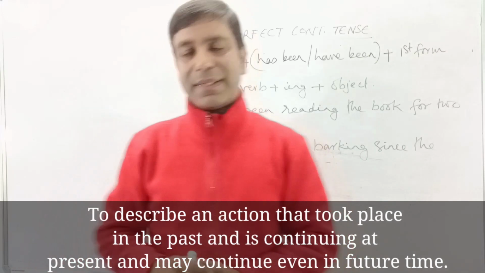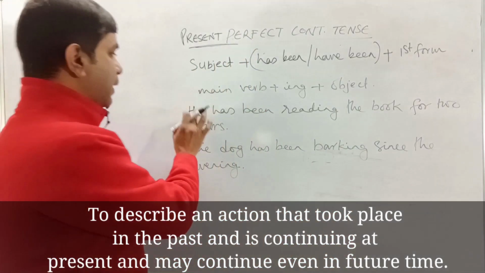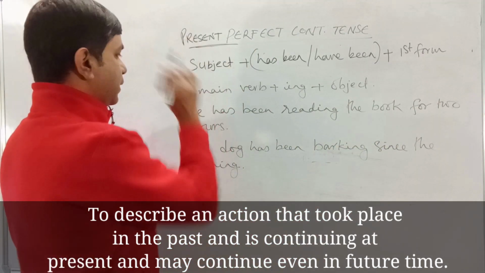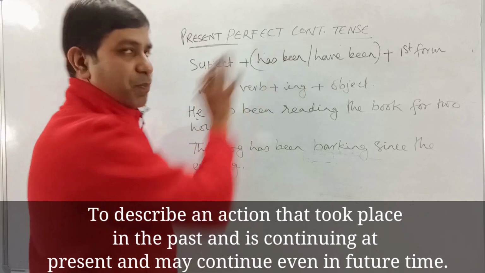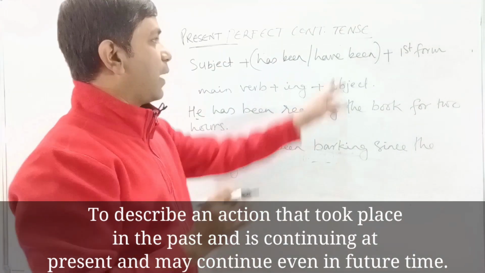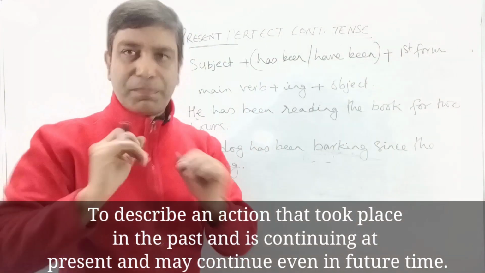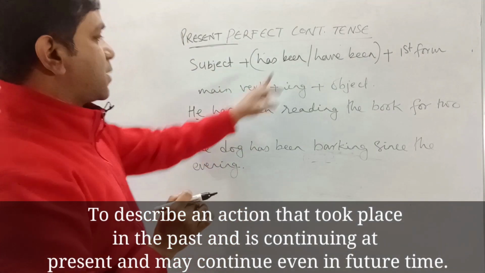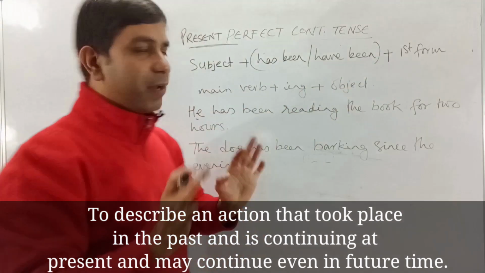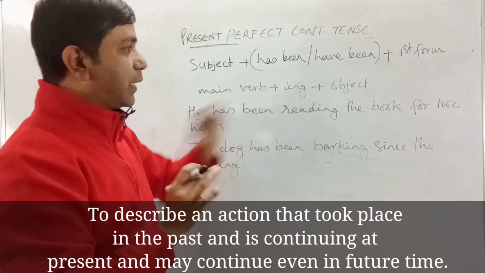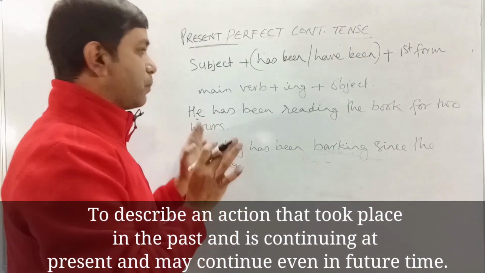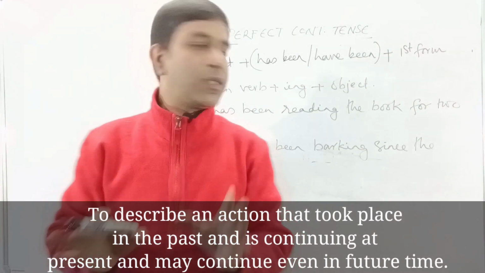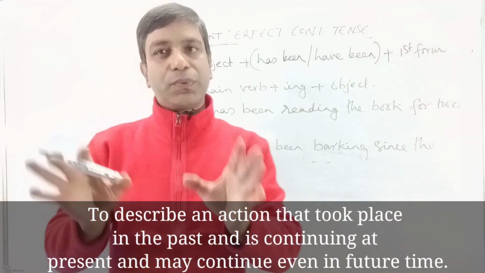Let us try to understand this with an example. He has been reading the book for 2 hours. He is the subject. Has been is used if the subject is singular and have been is used if the subject is plural. That is very simple. So subject plus has been plus read, first form main verb plus ing is reading, and then the object. Object is the book for 2 hours. He has been reading the book for 2 hours.